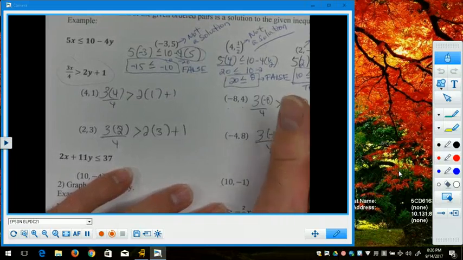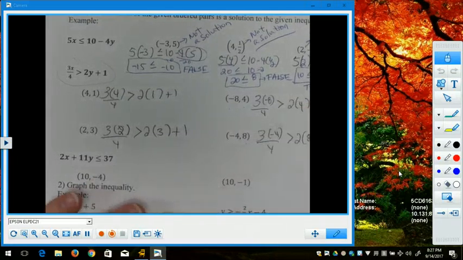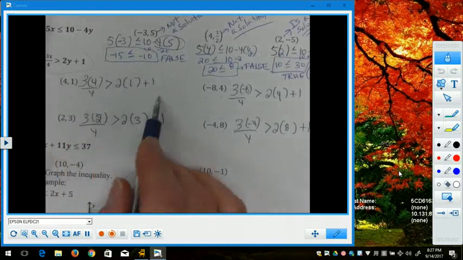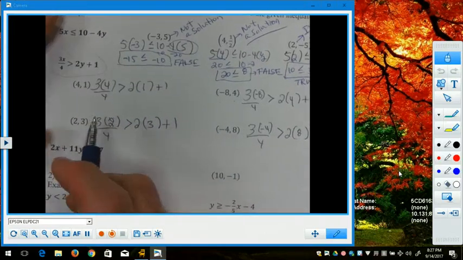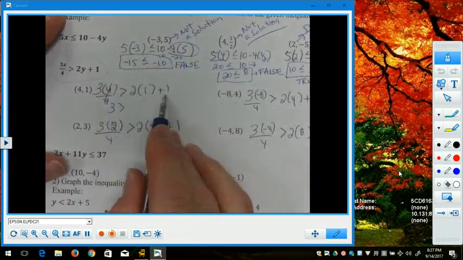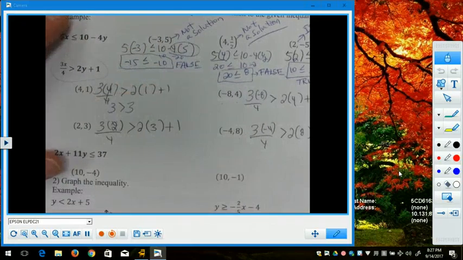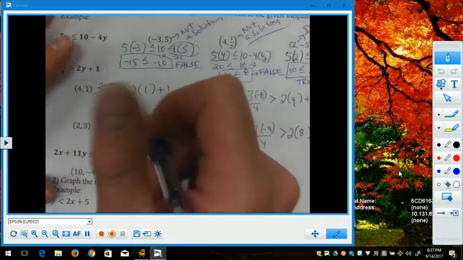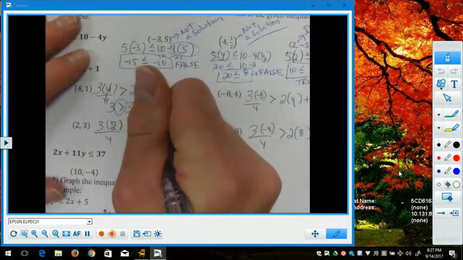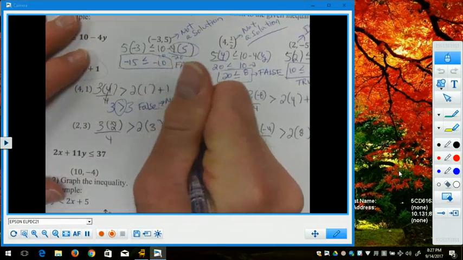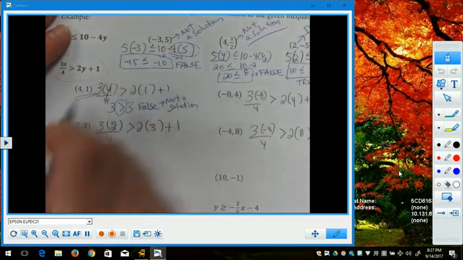The x is negative 4, the y is 8. Now that I have this plugged in for each of these, I'm going to see if I can simplify them and see if any of them are true. This becomes 3. On this side, we have 2 plus 1, which is also 3. 3 is not greater than 3. If it had a greater than or equal to symbol, it would be fine. But this is false, so this is not a solution. This point is not a solution.